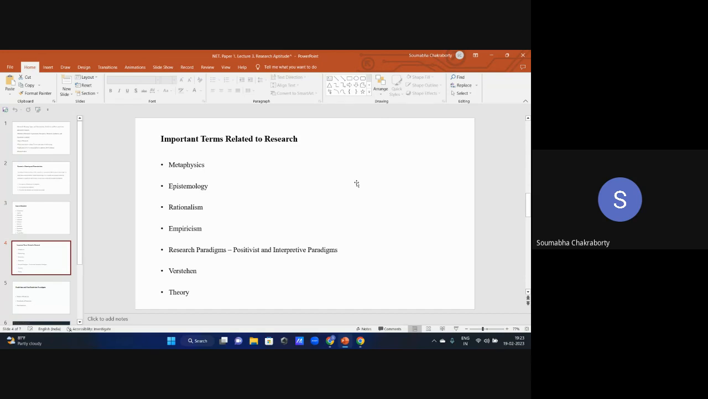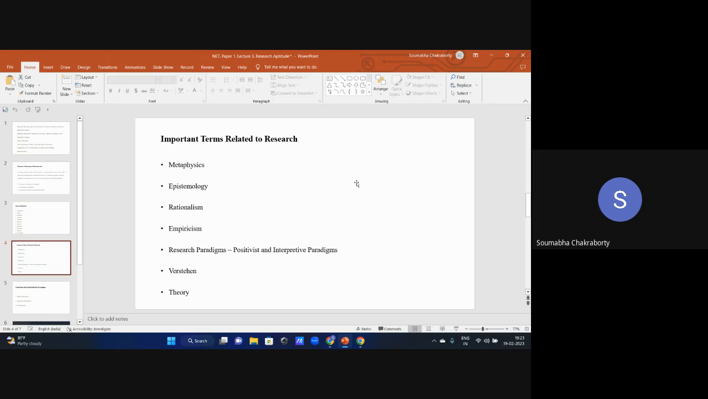A few terms that I also wanted to explain that are related to research. First one is metaphysics. Students of literature have come across this term many times, like metaphysics, epistemology, rationalism. These are the terms that actually are related to research. So let's begin with metaphysics.